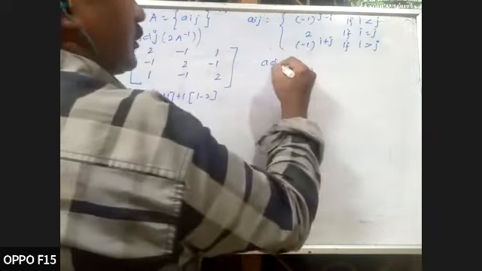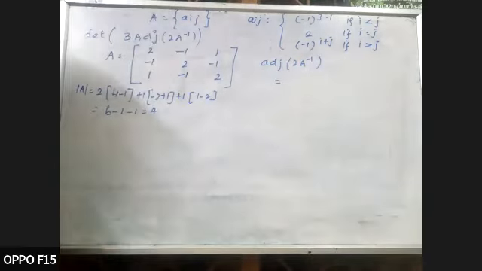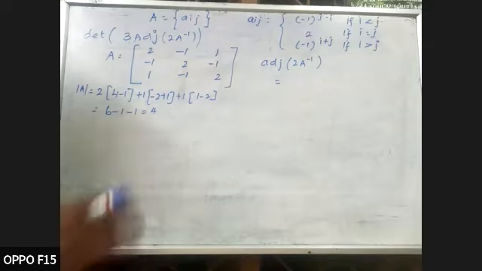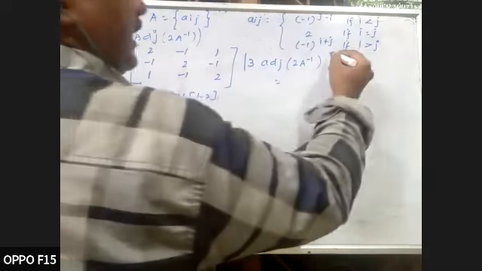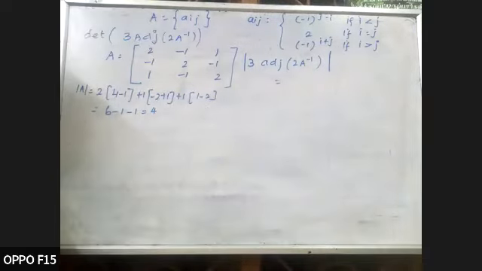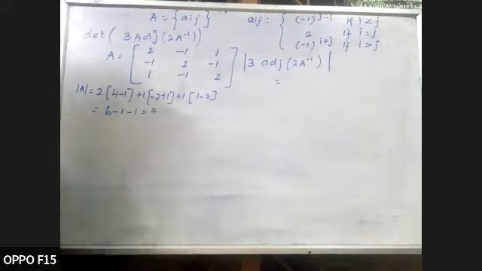First, adjoint of 2A power minus 1. Someone tell me, how familiar are you? That is why I put this sum. Adjoint of 2A power minus 1. How will you write adjoint of kA power minus 1? Determinant, actually only the determinant value is there. Write the full determinant of 3 into adjoint of 2A power minus 1. First, 3 into adjoint of 2A power minus 1.